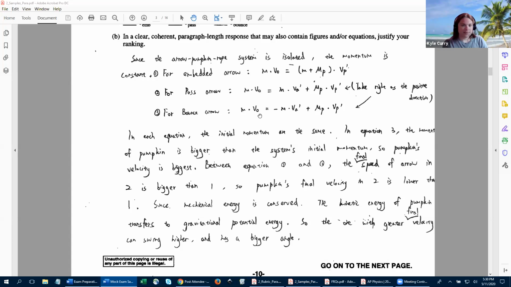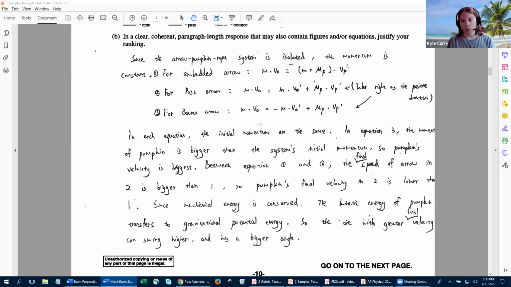Because if we think about this being a particular number, by this quantity being negative, this quantity here is the momentum of the arrow after the collision. Because this is negative, this quantity is going to have to be positive to offset this quantity, but then it has to have an additional positive amount so that it's equal to this quantity here.